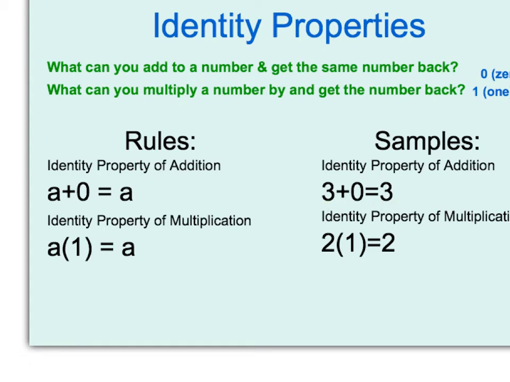You know this already, but now you just need to make sure you can identify that property when you see it. The identity property of multiplication is: take a number a, multiply it by 1, and you'll still get the same number a. An example would be here. 2 times 1 is 2.